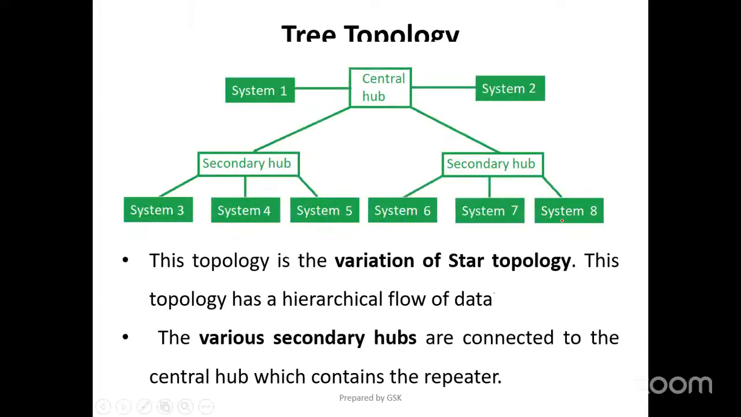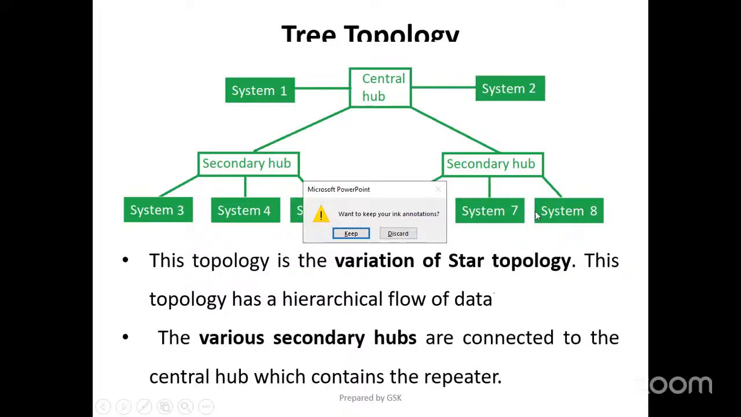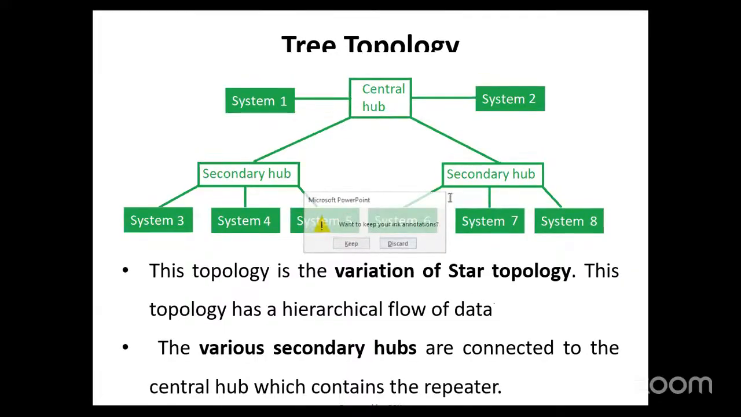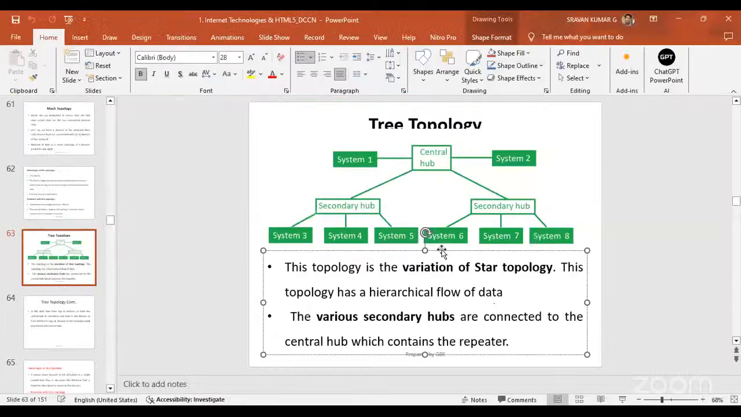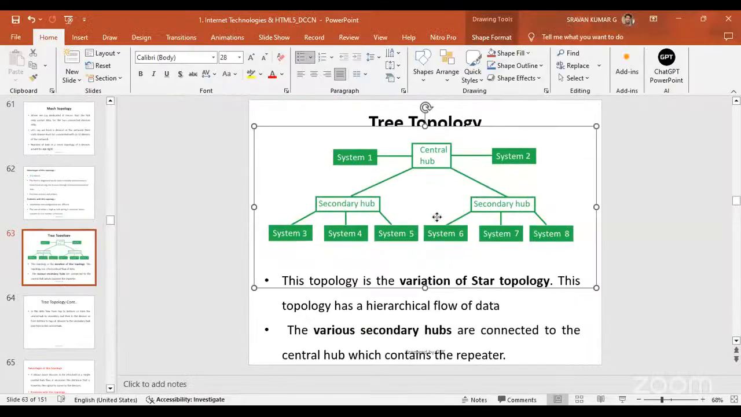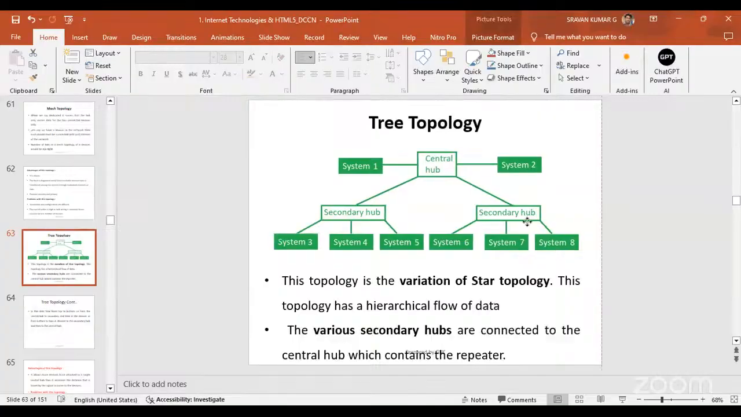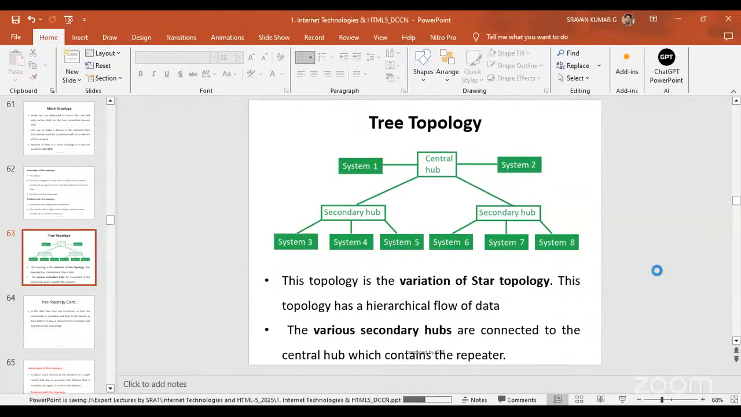So that's it about this. And next we have tree topology. We'll cover this tree topology now. So let me cover this one also.